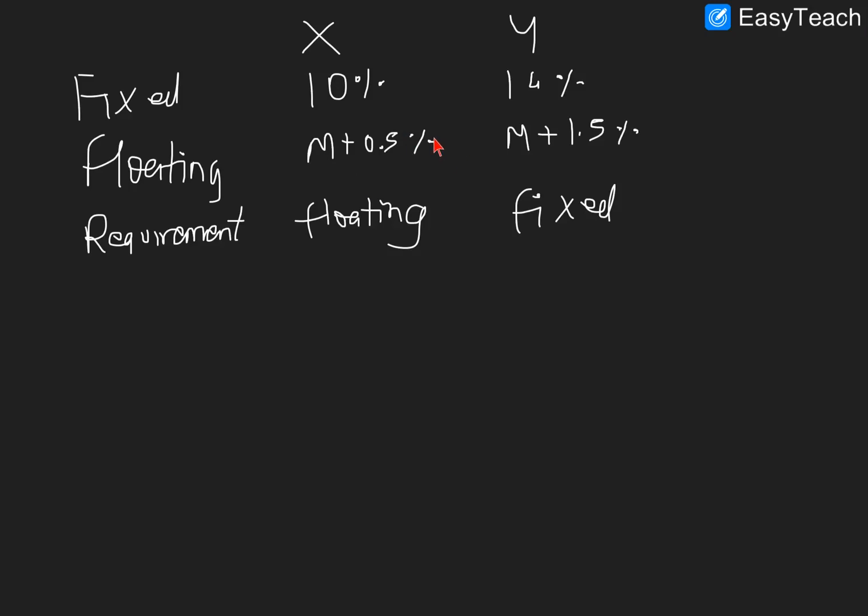But to tell you guys, there is definitely a possibility by which X can borrow at a rate lower than MIBOR plus 0.5%, and Y can even enter into an arrangement whereby the fixed cost is going to be less than 14%. Now, how do we do that? How do we engineer that? We'll see in the next video.